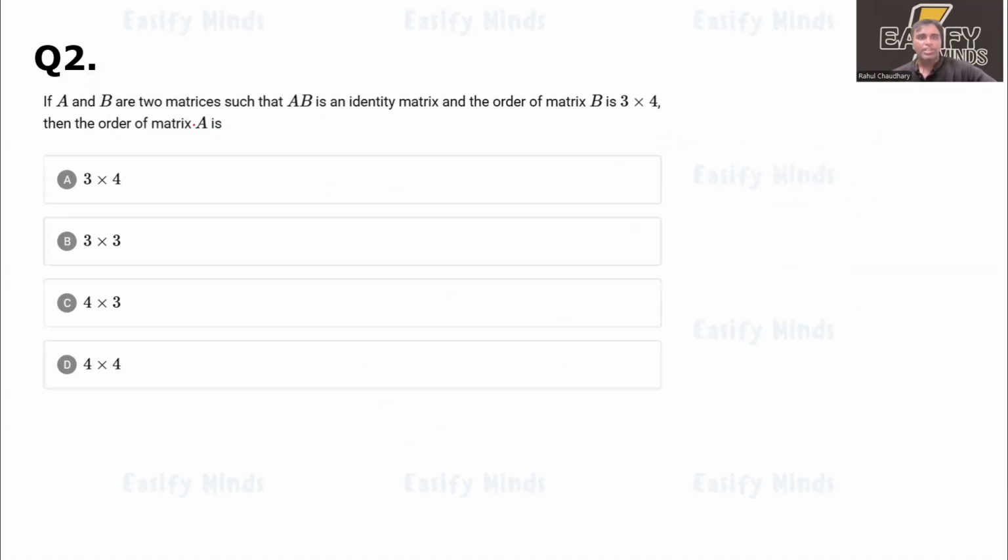Try to solve it. A and B are two matrices such that AB is an identity matrix. Means if you multiply A and B, you will get an identity matrix. And the order of matrix B is 3 into 4. So what is the order of matrix A? See the answer? We have very little time in the exam for KCET, so we have to be very fast. The answer is C, 4 into 3.